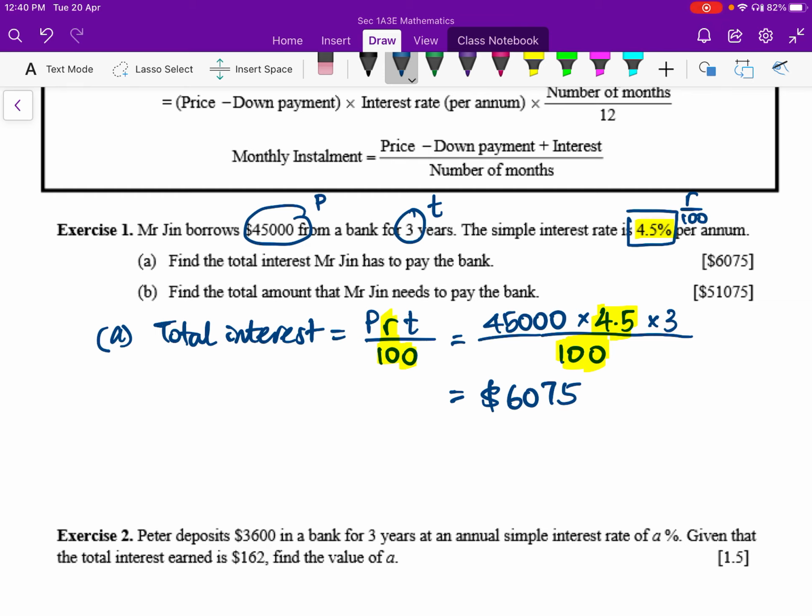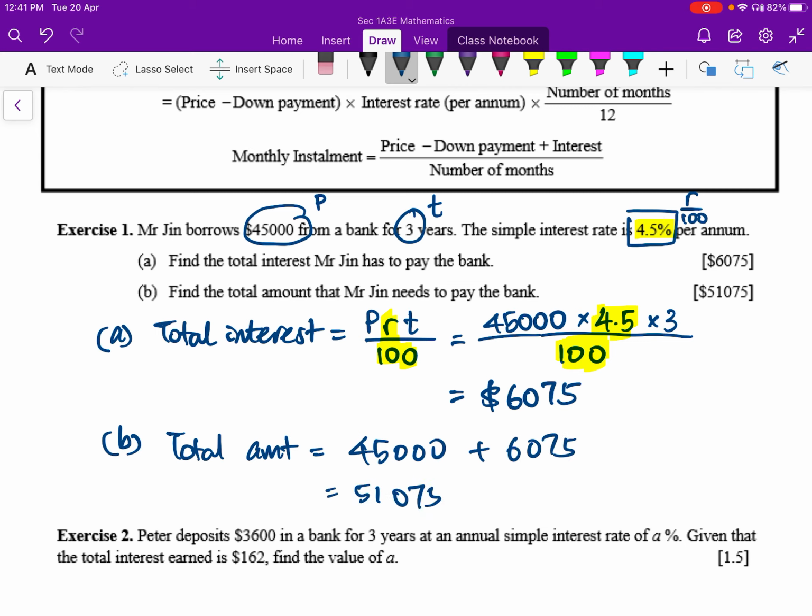Okay, now part B, find the total amount that he needs to pay back. So the total amount will be our 45,000 plus 6075. So you get 51075 in dollars.